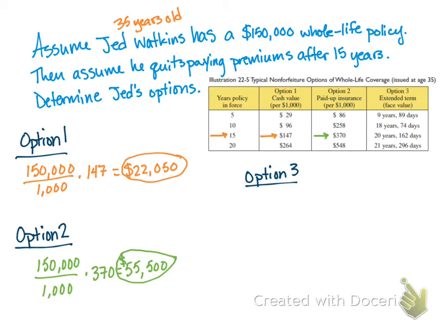And our third option, his extended term here. Okay, this is keeping $150,000. That whole coverage, he is going to have that for 20 years and 162 days. So no matter what his coverage was before, so if he had a $500,000 whole life policy, he would still be able to keep that whole policy for the same 20 years and 162 days. It just depends on how many years that he has had this policy enforced.